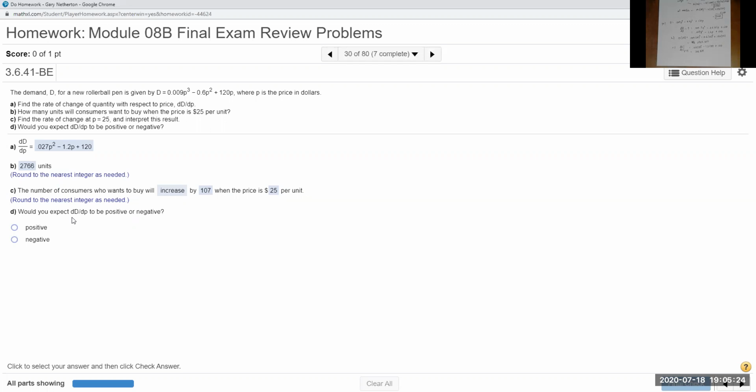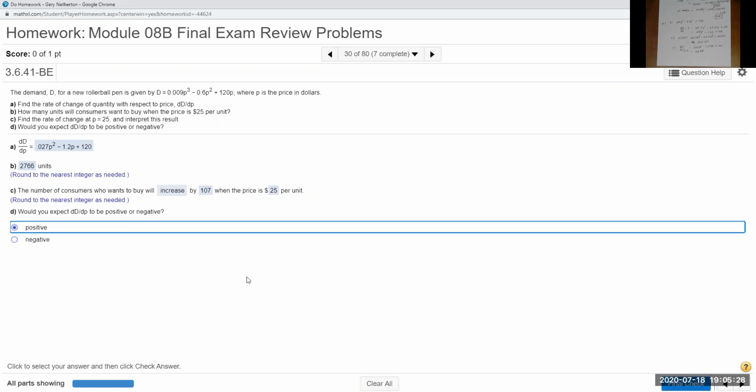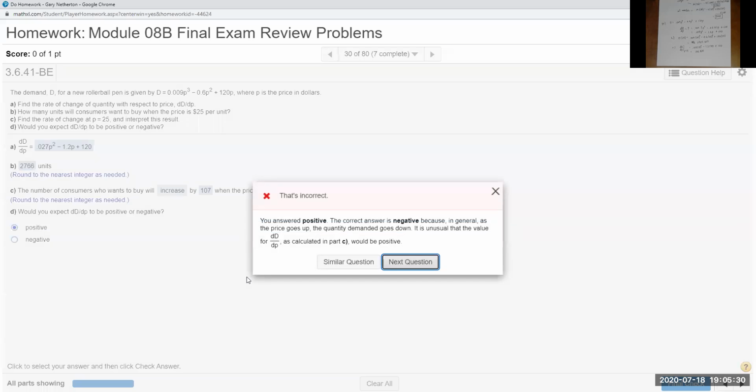Would you expect the dD/dP to be positive or negative? It's going to be positive. Well, I don't understand that.